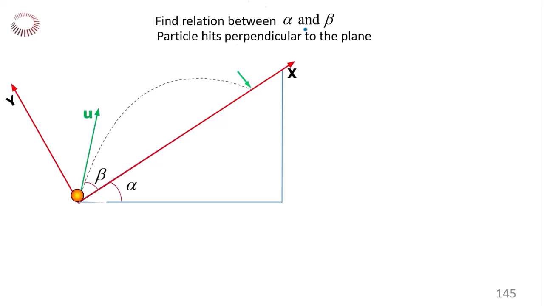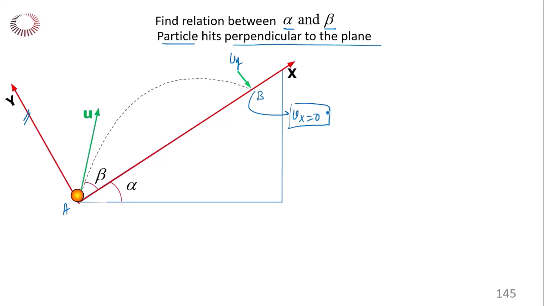Now you are asked to calculate the relationship between alpha and beta so that the particle hits perpendicular to the plane. If you throw the particle at point A, and the particle hits at point B perpendicular to the plane, then at point B there is no component of velocity along the x direction. Hitting perpendicular means this velocity is parallel to the y-axis, so only Vy is there. At this point Vx is 0. This is the condition of perpendicular hitting: Vx should be 0.